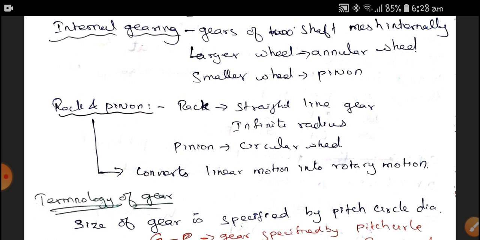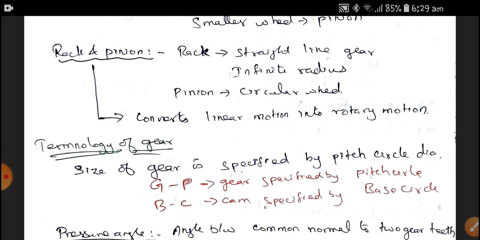Examples of the rack and pinion are available in the planer machine, automobile steering and foot step bearings; rack and pinions are used all over. Next are the terminologies of the gear. As I showed in the terminology, the base circle, pitch circle, addendum, dedendum, all the things are very very important. I am going to share some of the important terminologies available in the gear.